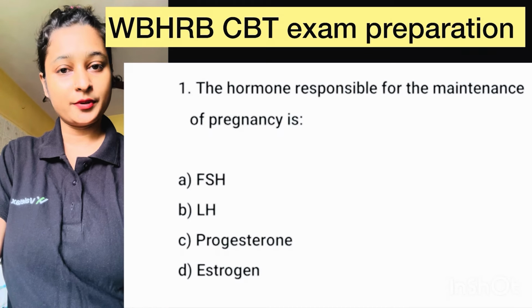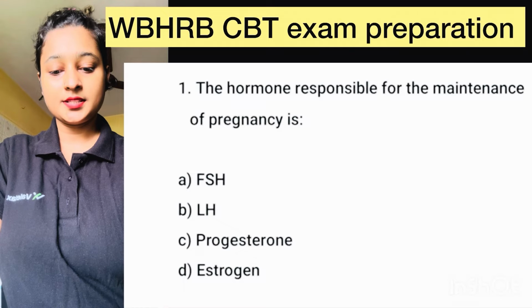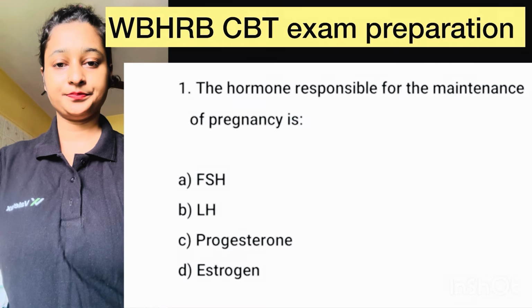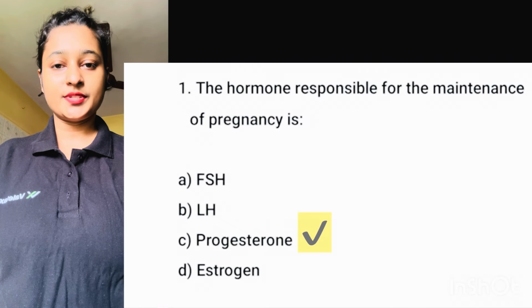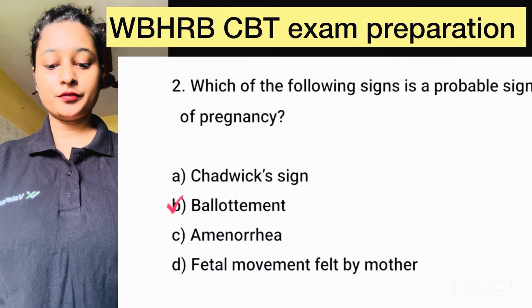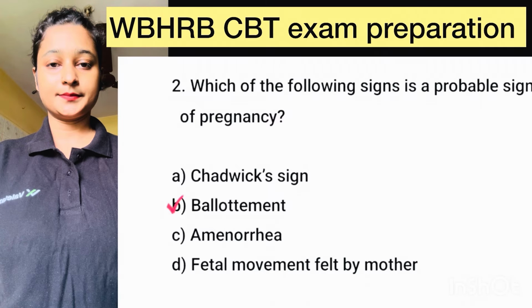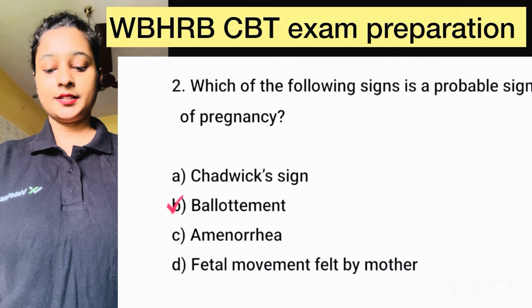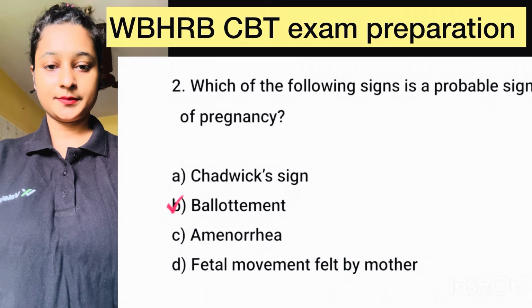Then start. Number 1 question. The hormone responsible for the maintenance of pregnancy is. Here correct option is option C, progesterone. Question number 2. Which of the following sign is probable sign of pregnancy? Here correct option is option B, ballotment.